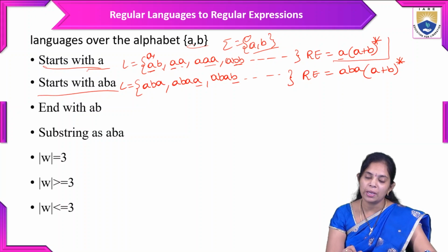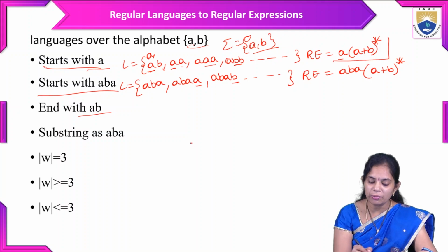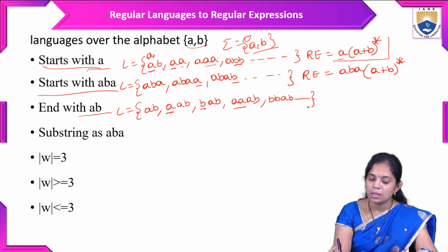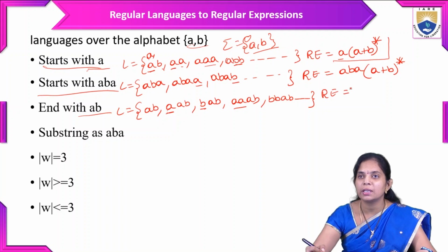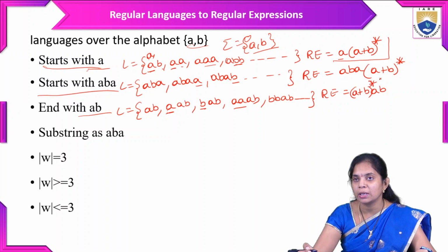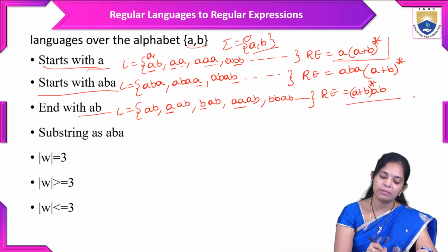The string starts with A, B, A, and ends with AB. So ends with AB. I will write the same language first, then we will write it as a regular expression. So the ending is AB, and the starting part can again start with A, or start with B, and there is a condition AA or BB, AB, and so on. So many combinations we have. And for this language, what is the regular expression? The string must and should end with AB, and it can start with A or B, multiple times, so you can write like this. So this is the regular expression for the given language AB.